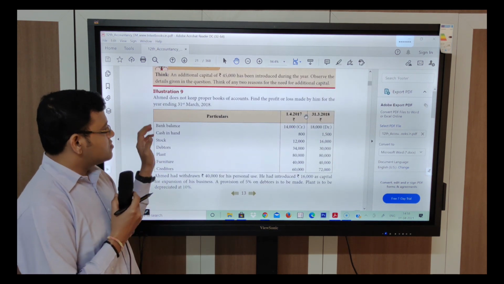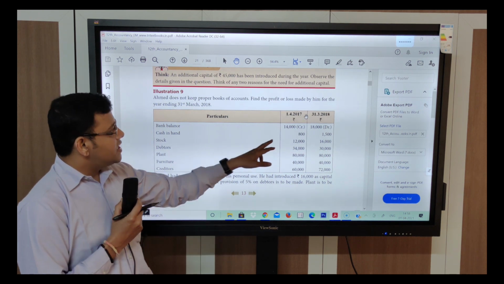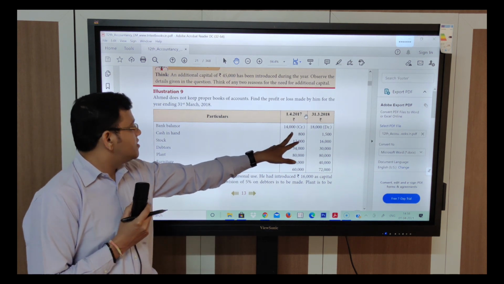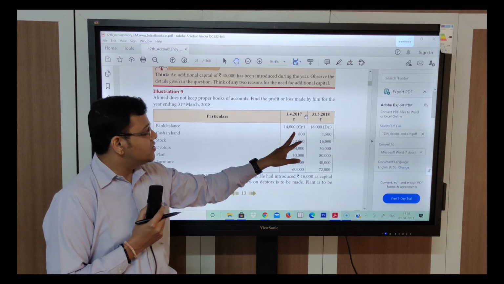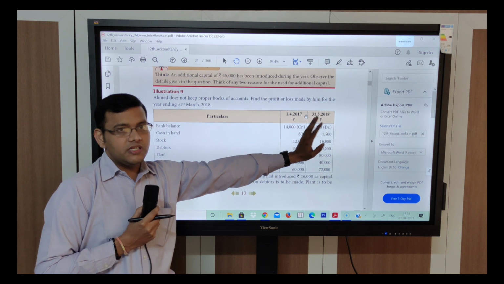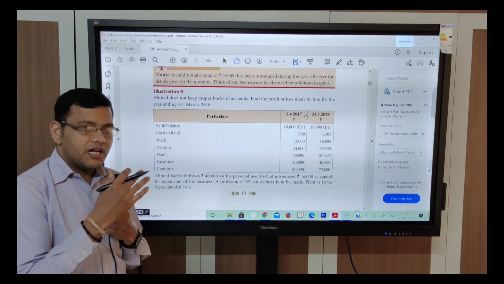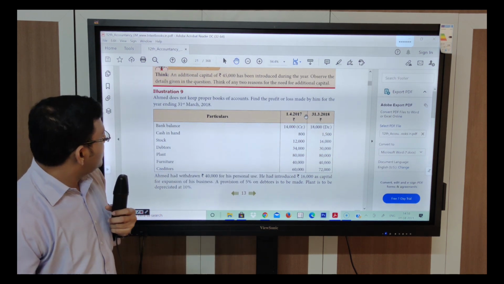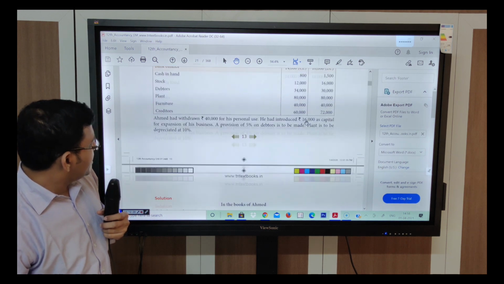The next illustration is also on similar lines. Only thing is that if you see the opening balance of the bank balance, how much is it? 14,000 credit, and on closing it is 18,000 debit. So we should be careful when you draft your balance sheet, okay? And based on that, you'll find out the capital.